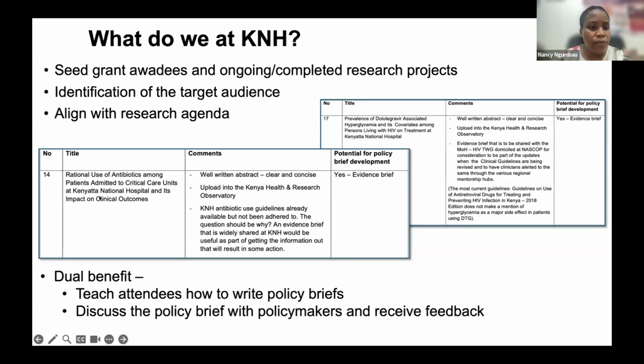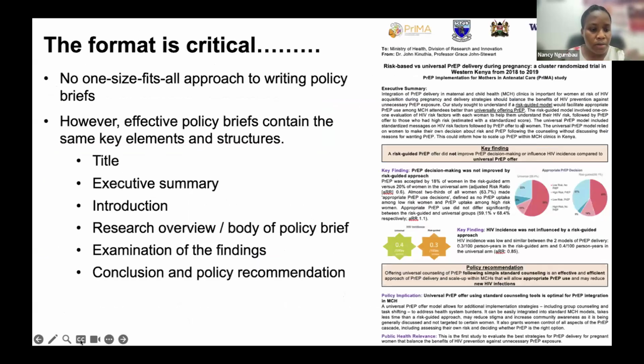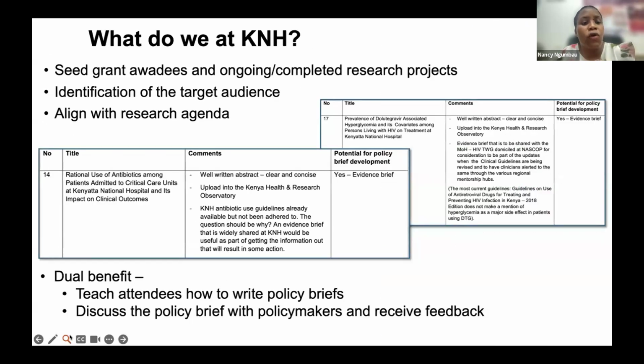Maybe I can read the one for the rational use of antibiotics. They'll say it's a well-written abstract. We should upload it to the Kenya Health and Research Observatory.